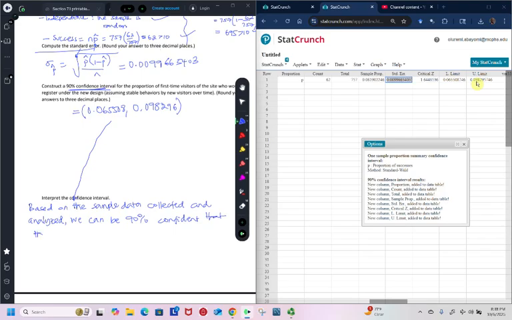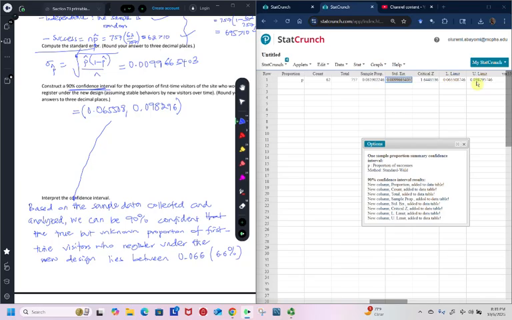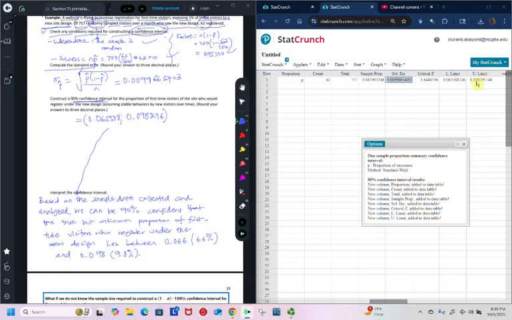that the actual but unknown proportion of first-time visitors to this website who register under the new design, we're looking at the effect of that new design, lies between 0.066, which is approximately 6.6%, and 0.098, which is 9.8%. Okay, that helps us to conclude that question.